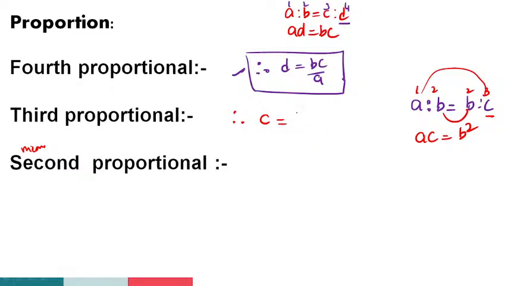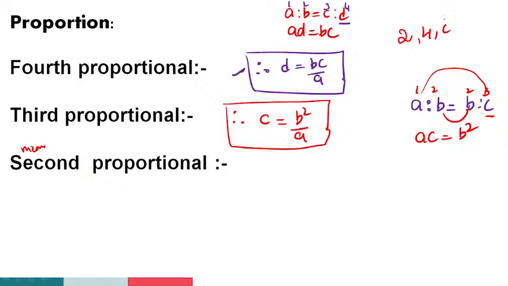Third proportion formula: C is equal to B square by A. So just remember the third proportion formula. C is equal to B square by A. For example, the question like this: 2, 4. Find out the third proportion. Third proportion we don't know. What is the formula? C is equal to B square by A. It means 4 into 4 by 2. 2 fours are 8. C value is 8. So just remember the third proportion formula.